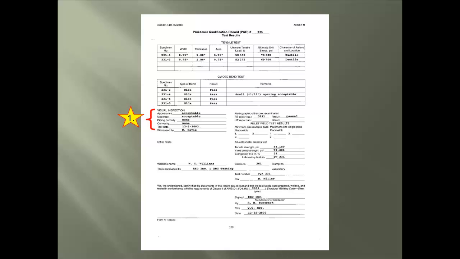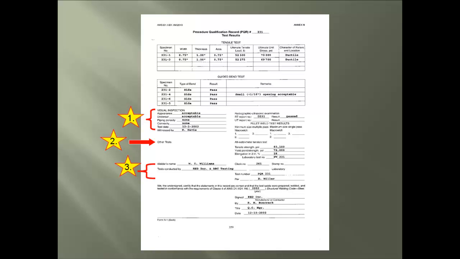With star number 1, we see the visual inspection line items of appearance, undercut, piping porosity, convexity, the actual visual test date, which could be different from the destructive tensile and bend tests, and lastly, who actually performed the visual inspection. Star number 2 is where any other test not covered by these 2 forms will be placed, such as dye penetrant or mag particle testing.